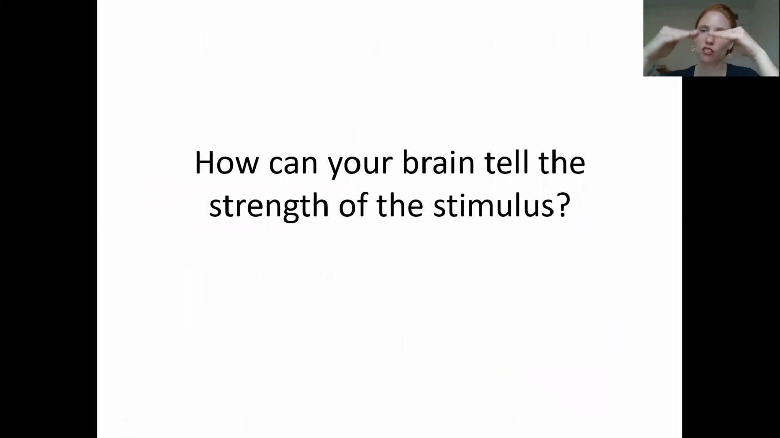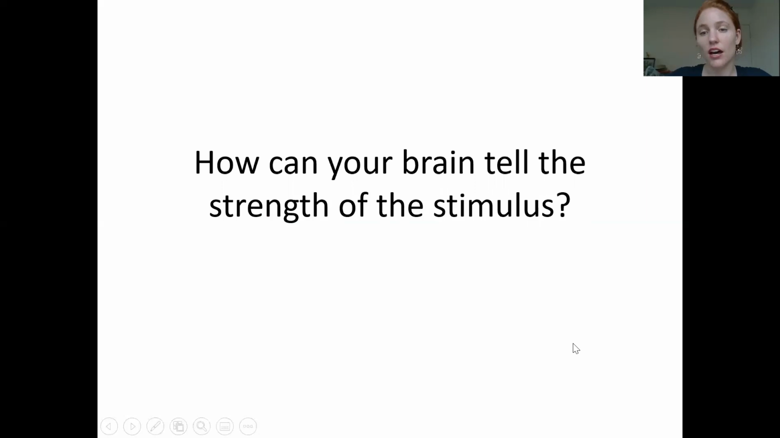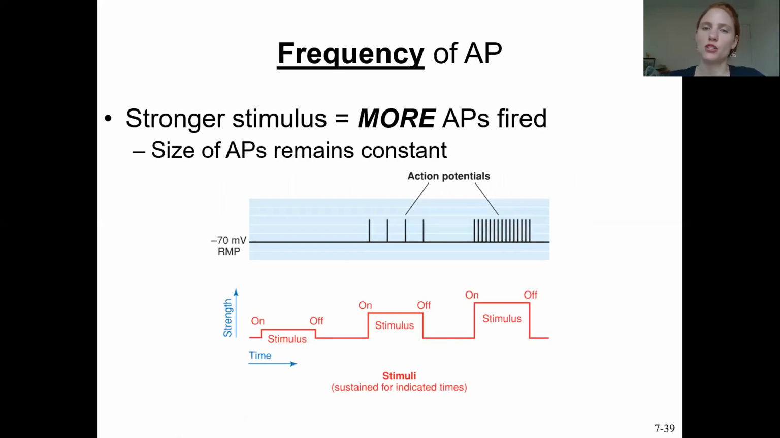If you can't change the strength of the action potential, how does your brain know how strong the stimulus is? How do you know if you have just a light touch or a deeper pressure? How is your brain going to determine the strength of the stimulus? You need some other way to encode that information. It's not the amplitude of the action potential. What it is, is the frequency of the action potential.